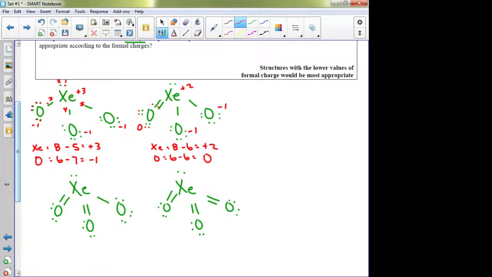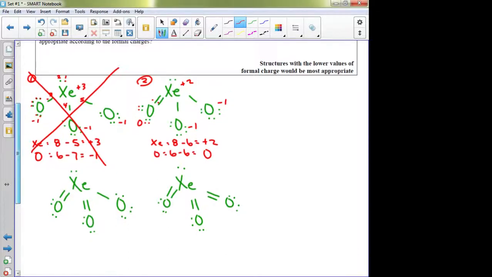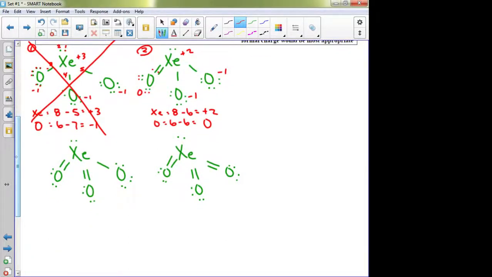0. So which one would be a better structure so far, the first one or the second one? The second one. So therefore, I can take the first one out of contention. Do we see why the second one's better? Because I have one of the oxygens that's at 0, which is what I want. I want them to all be as close to 0 as possible. And xenon is now at a +2 instead of a +3, so it's closer to 0. So we're just trying to get close to 0.